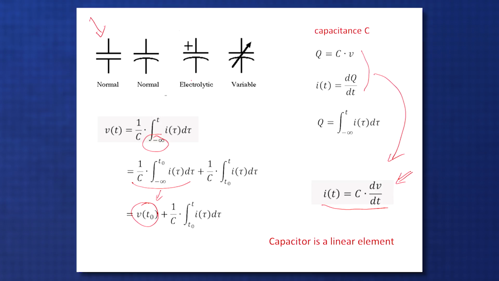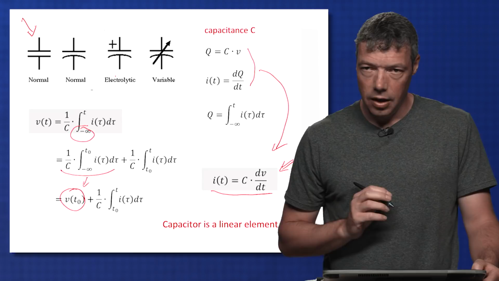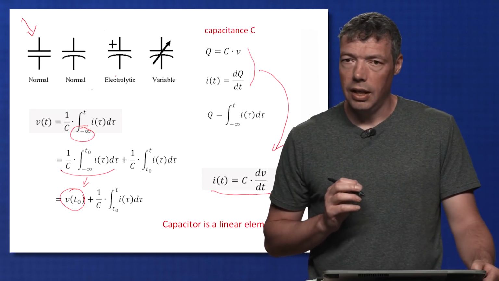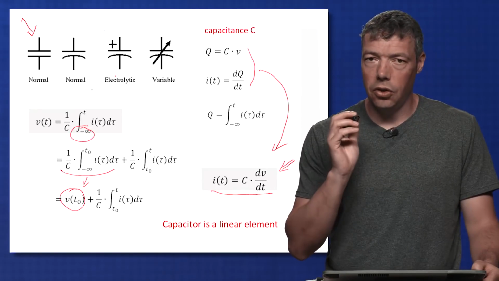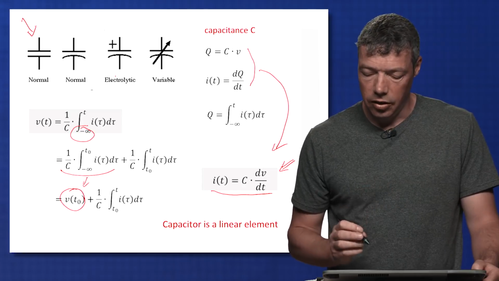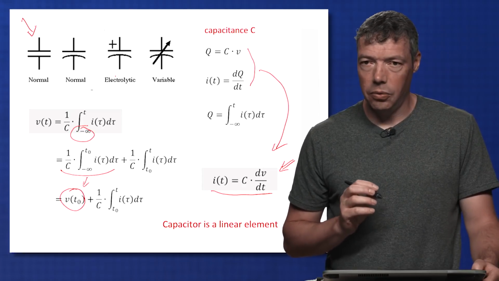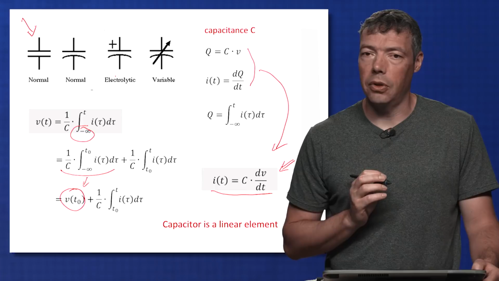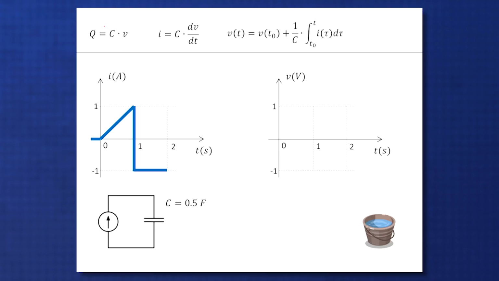And then you also have potentially variable capacitors. An important thing to note, though, is that a capacitor is also a linear element. So it's not just resistors. Capacitors are another example of linear elements. So now let's apply this and let's look at an example.